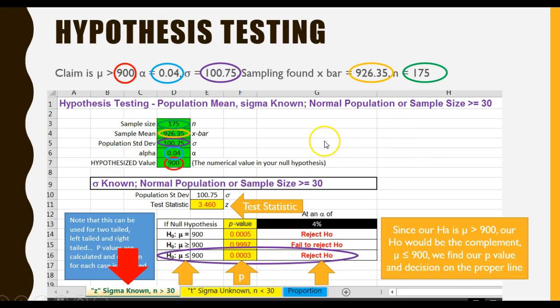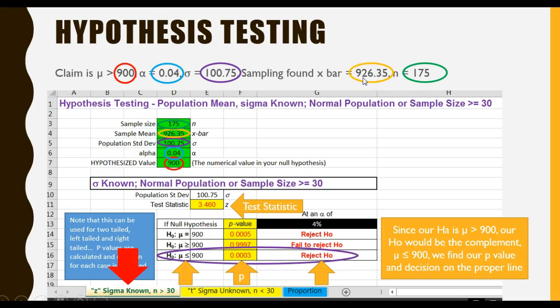Now, first of all, in doing this, it is set up. I've got a spreadsheet set up that I will share with you. I want to show you some parts of it before we use it. The claim, or the value associated with the claim, is the red circle. It will be entered here where it says hypothesized value. Alpha, or the level of significance, is the blue circle. It will be entered there. The population standard deviation is entered where it says population standard deviation.